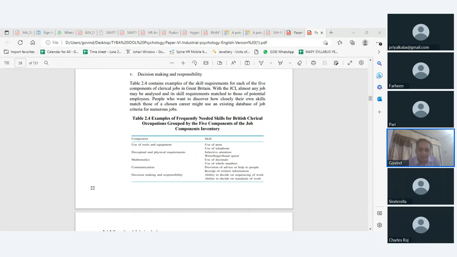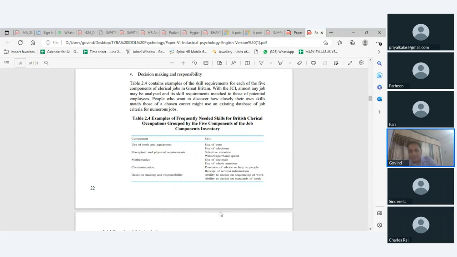So Raj, can you tell, on the basis of these five components, what will be the skills required for a lecturer or a professor? So, use of tools and equipment. What kind of tools and equipment should he or she be able to use? Is it on the screen that you're referring to? Yeah, on the left hand side you see the component.